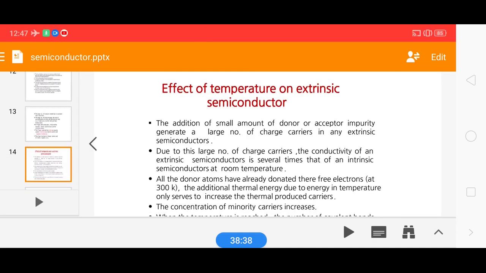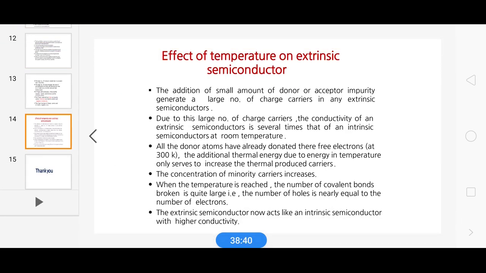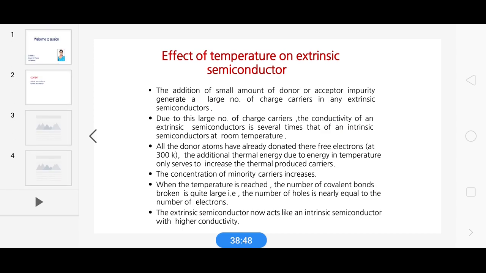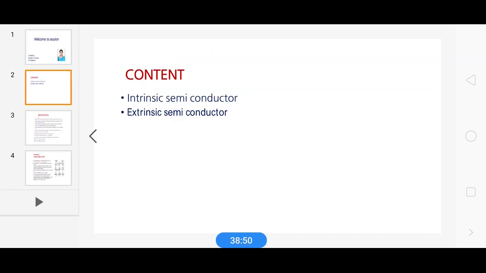So this is the effect of temperature on extrinsic semiconductor. So in this session, we discussed the intrinsic semiconductor and extrinsic semiconductor.